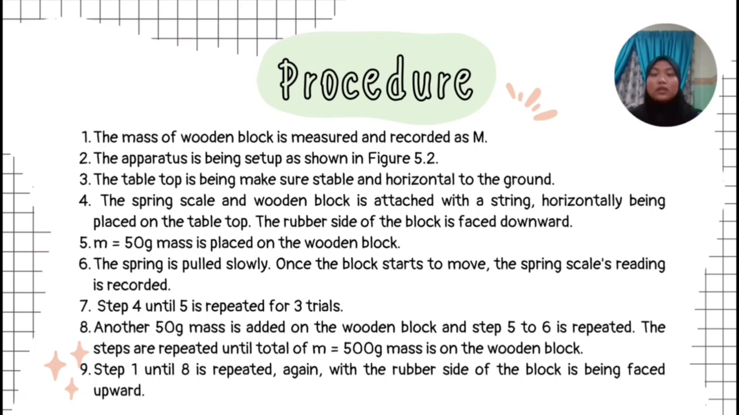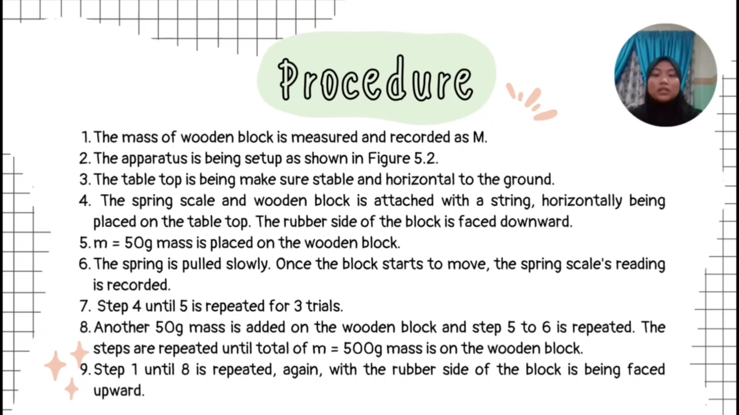A 50 gram mass is placed on the wooden block. The spring scale is pulled slowly. Once the block starts to move, the spring scale's reading is recorded. Steps 4 to 5 are repeated for 3 trials.